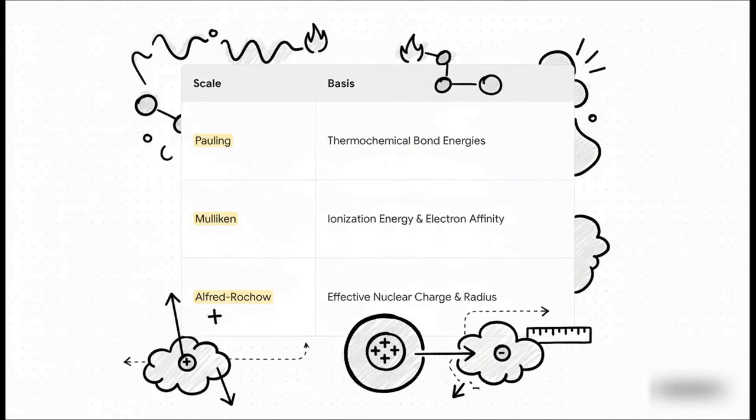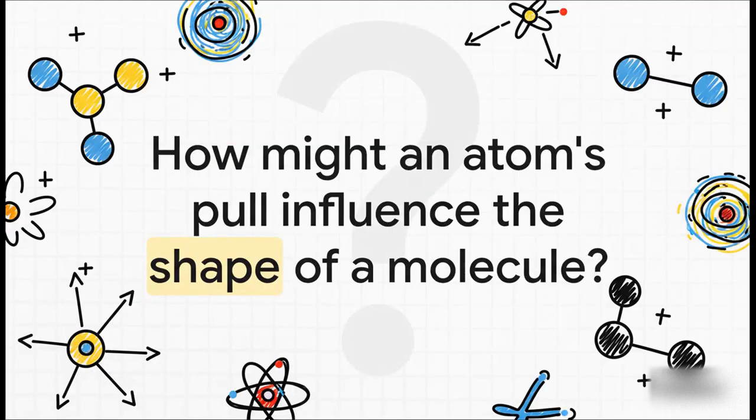And just so you know, Pauling's scale isn't the only game in town. Other scientists, like Mulliken and Alfred Rochow, came up with their own scales based on totally different atomic properties. Mulliken used ionization energy and electron affinity. Alfred Rochow used effective nuclear charge. They all basically tell the same story, but they get there from different directions, which is pretty cool when you think about it. So we've spent all this time focused on the pull within just one bond.